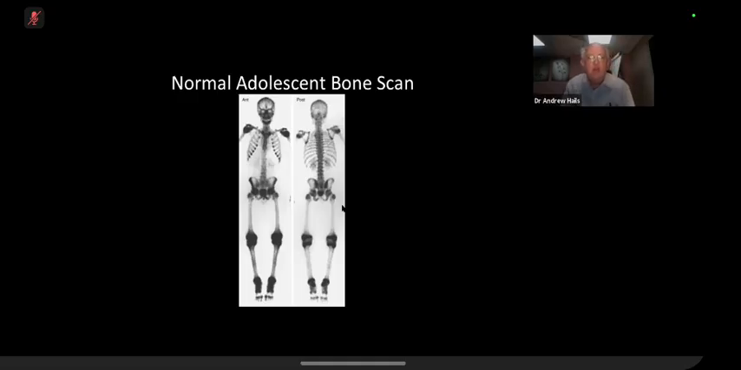Now, this is also a normal bone scan, and as you can see, it's a child's bone scan, so you have all the epiphyseal activity. And that is, again, normal. And also in a child, you'll get increased activity at the anterior ends of the ribs.